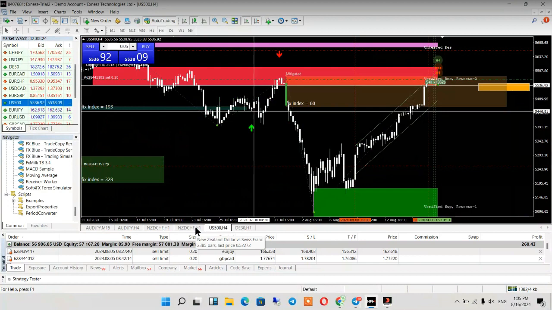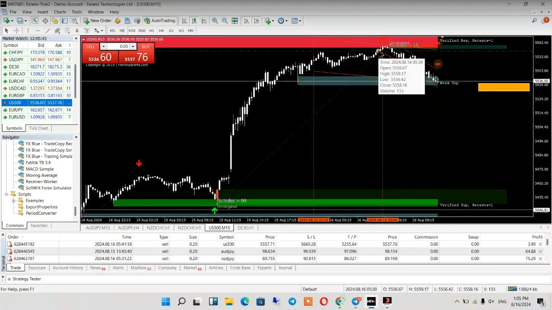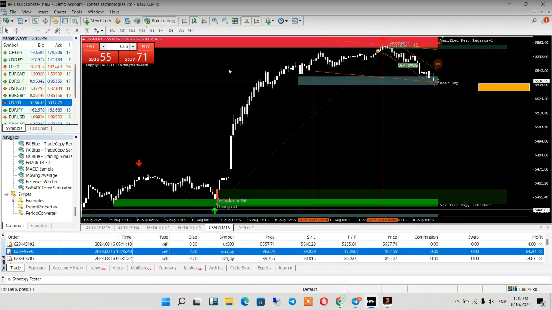Welcome. In this video, I'll be showing you how I've been using a system I call the PATS system. The full meaning is price action trading system. I've been able to get entries as crazy as this. Let's check M15. You can see a sell here on the M15 time frame, on the UDJPY.